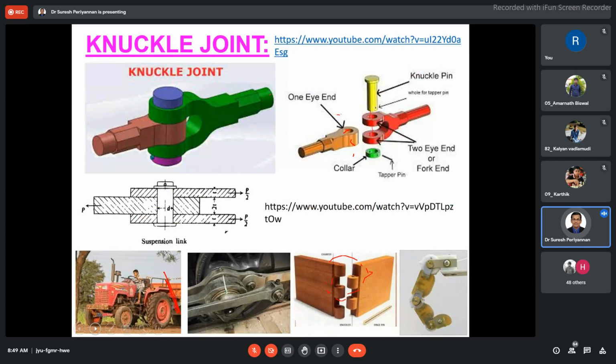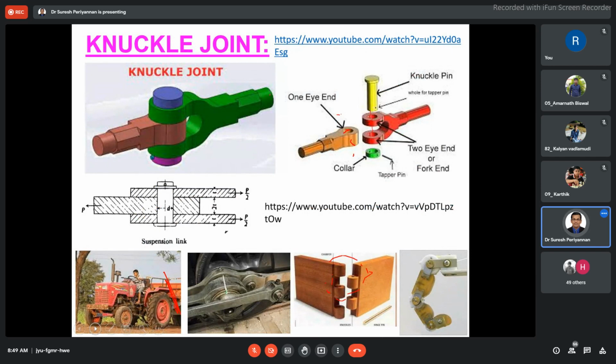In the knuckle joint, we are using it in a lot of machine components. Quarter joint we are using in a lot of machine components. Universal joint we are using in a lot of machine components. But these are under the category of temporary joints. Okay, see here, this is a knuckle joint.